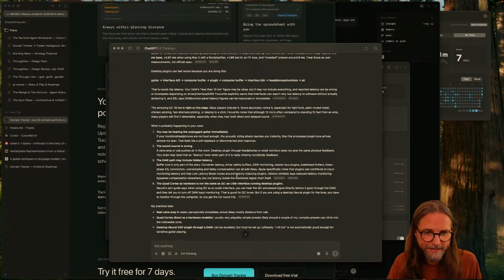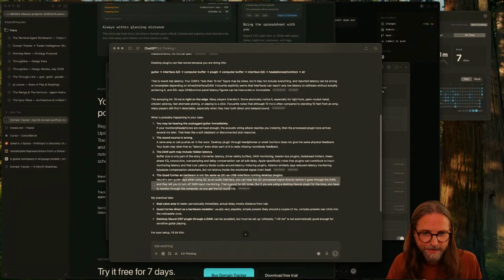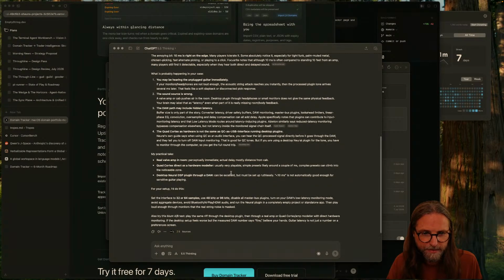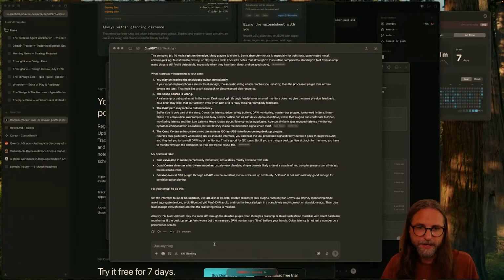DAW may include hidden latency. Quad Cortex hardware is not the same as USB. Perceptually immediate. Quad Cortex is a hardware modeler. Yeah, if your setup would do this, set the interface to 32, that's what I do. That also is what I do. Yeah, I do all of this. Yeah, that backs up what I thought.